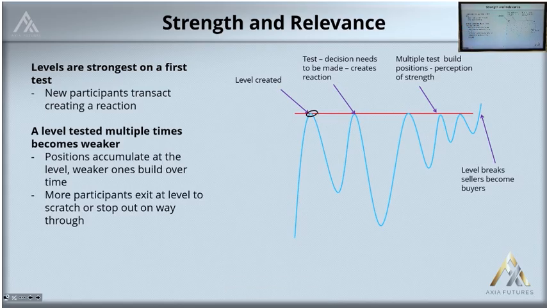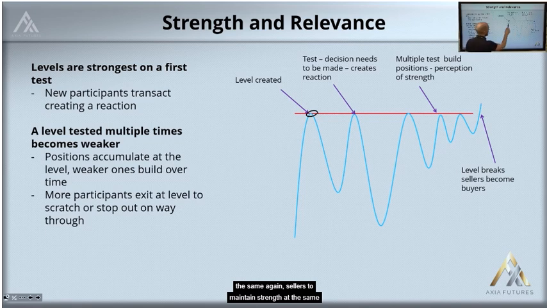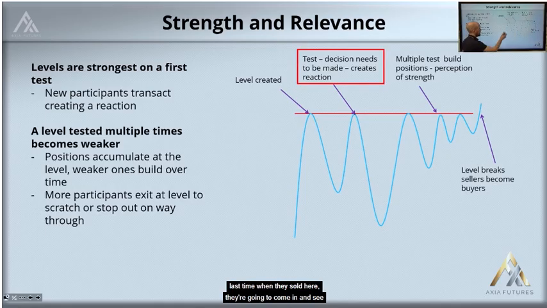Now, the next time we go there, we know what happened. So as long as you see the same type of participation, you would expect the same again. Sellers to maintain strength at this same point. That's where sellers got the result that they wanted last time when they sold here. They're going to come in and see this as a good price to sell again.